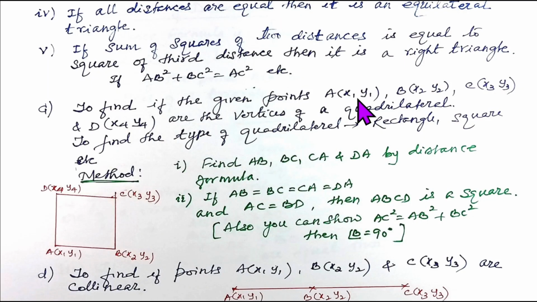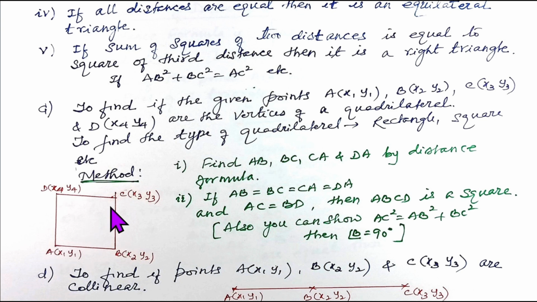To find if the given points A (x1, y1), B (x2, y2), C (x3, y3) and D (x4, y4) are the vertices of a quadrilateral. That means the distance formula also can be used to find out whether the four vertices given are the vertices of a quadrilateral, in particular whether it is a rectangle or a square. Now the method is again very simple. Find out the distances AB, BC, CD and AD, all the four distances using distance formula. Now if all the four sides are equal, AB is equal to BC is equal to CD is equal to AD, then it can be a rhombus or a square.